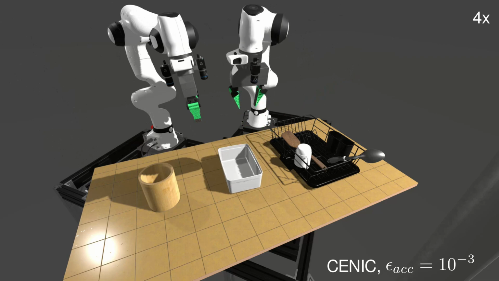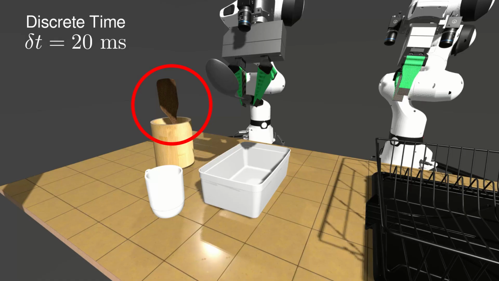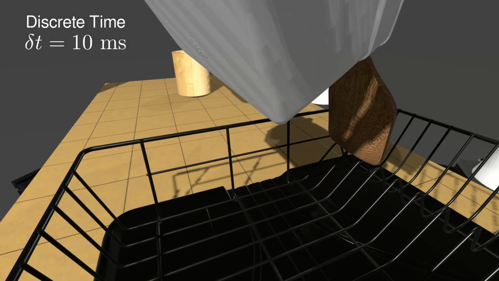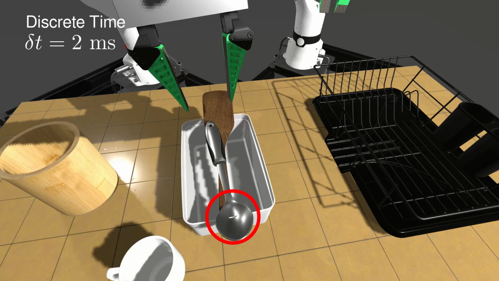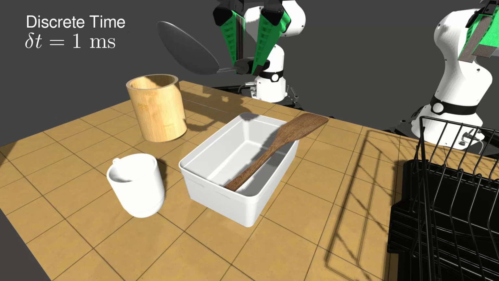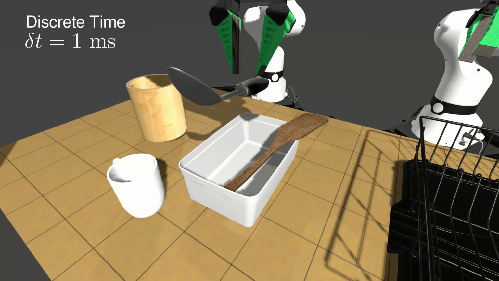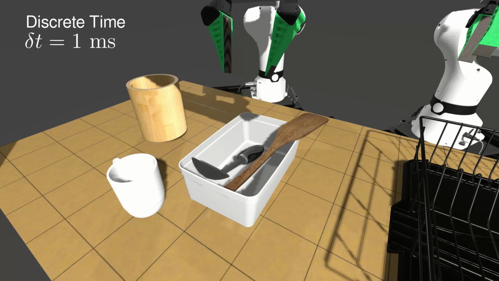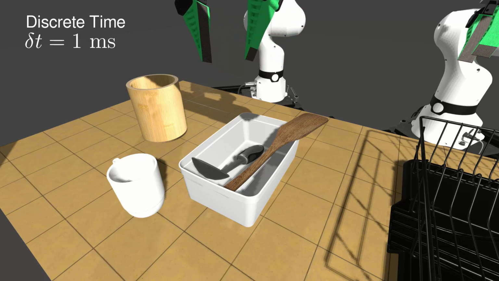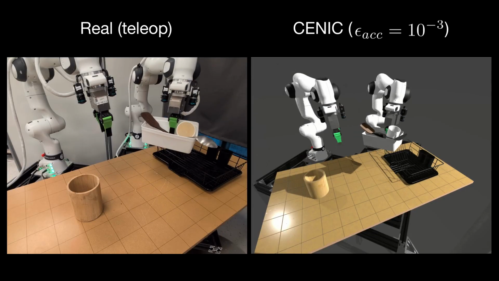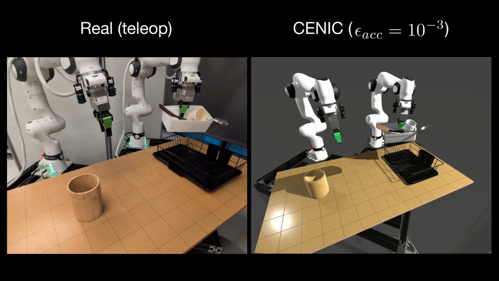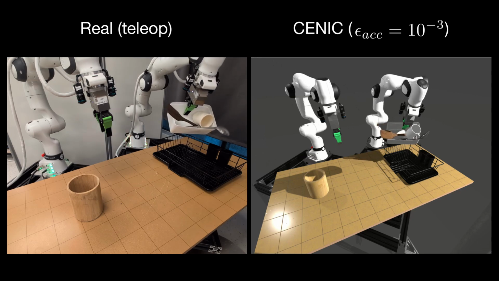On the other hand, discrete time simulation exhibits major artifacts, with time steps of 20 milliseconds, 10 milliseconds, and even 2 milliseconds. Only with a very small time step of 1 millisecond does discrete time simulation avoid artifacts. With this small time step, the simulation is over twice as slow as real time, and about 8 times slower than error-controlled CENIC. We hope that convex error-controlled integration will provide a new foundation for fast, physically consistent robotic simulation.